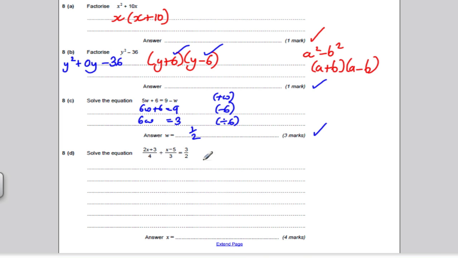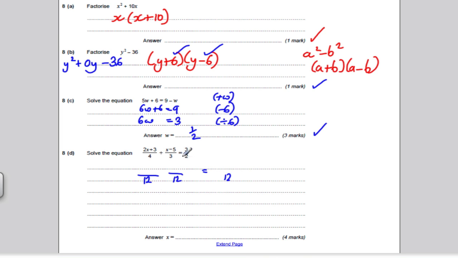Solving this equation, the way I would do it is think about fractions. If you're adding fractions, you must make the denominators the same. What does 4, 3 and 2 go into? Well, they all go into 12. So make that over 12, make that over 12, and make that over 12.